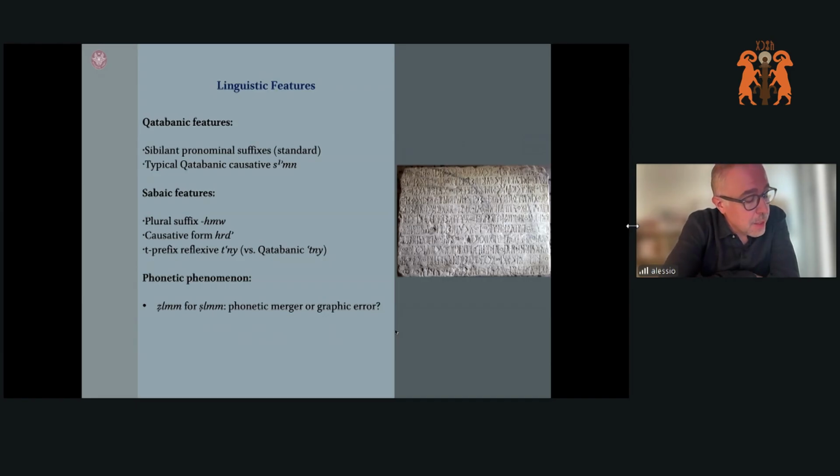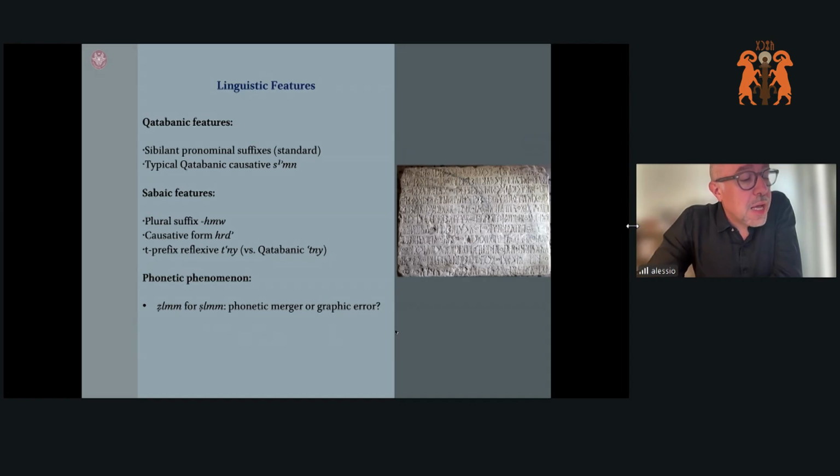Similarly, there is clear evidence of a Sabaic type causative form, the verb harada, meaning to help, and peculiarities in the construction of the reflexive verbal stem, which often shows a tap prefix morpheme characteristic of Sabaic. But as I have anticipated, this is less conclusive because of other possible secondary stems which are not always easy to identify in the verbal constructions.